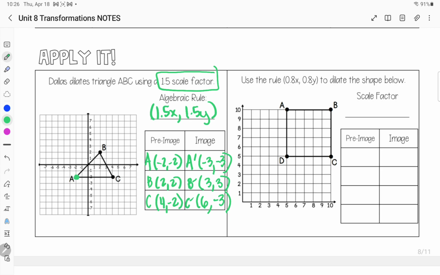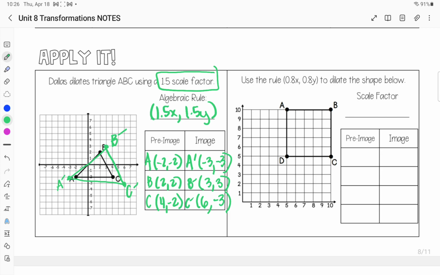Just kidding, that was the original point. -3, -3. So this point is now A prime. 3 and +3. That's B prime. And C prime is 6, -3. So when we connect this, you can see that my triangle again got bigger.